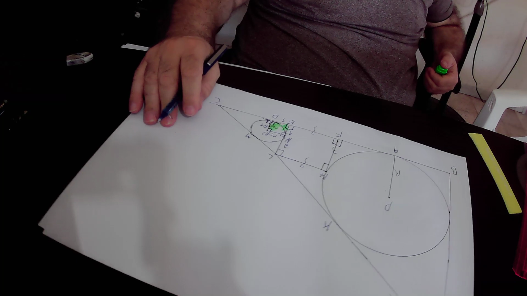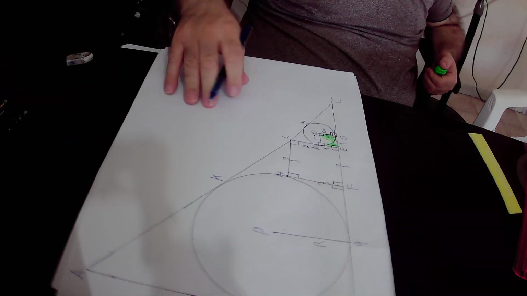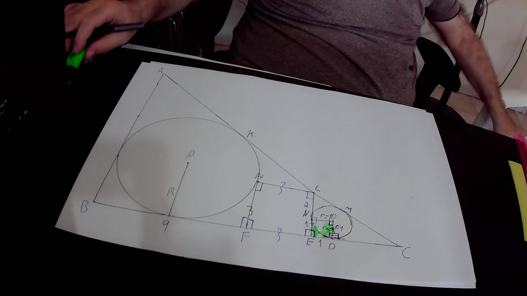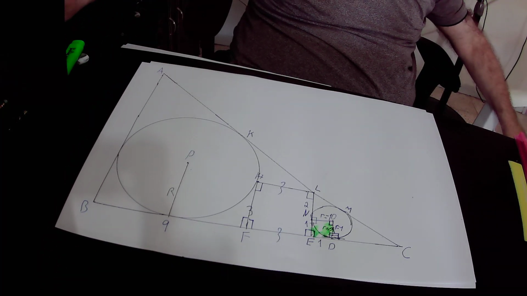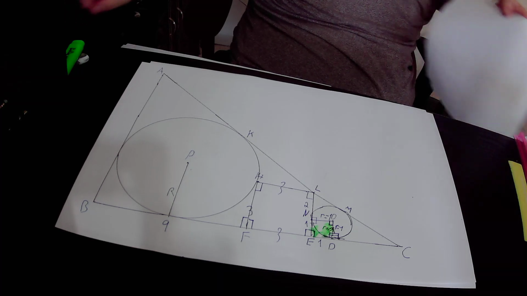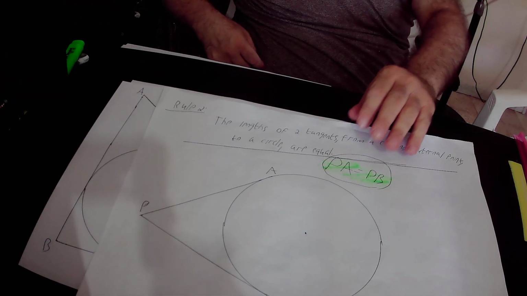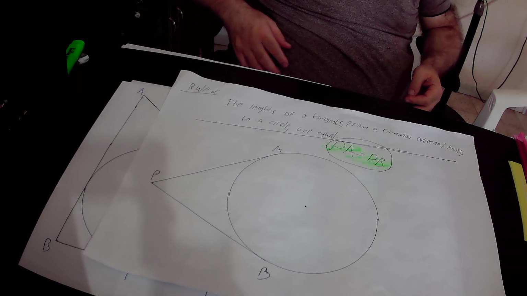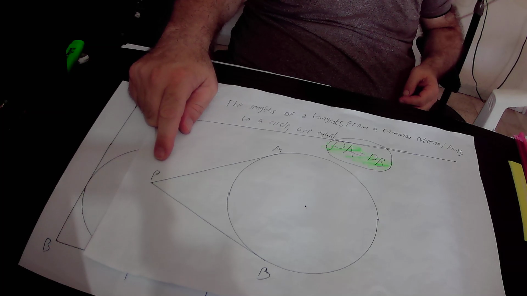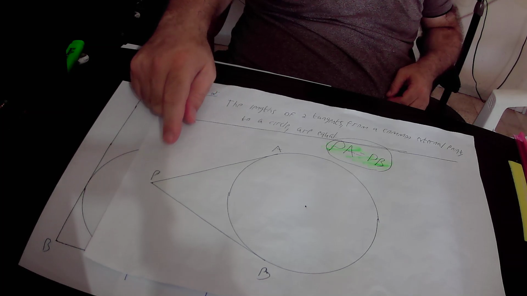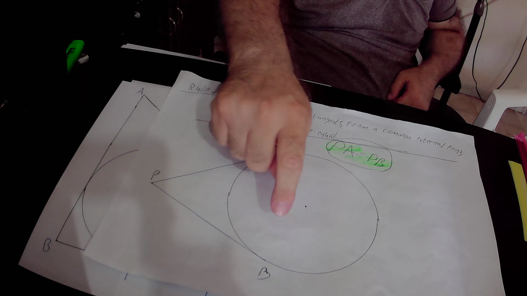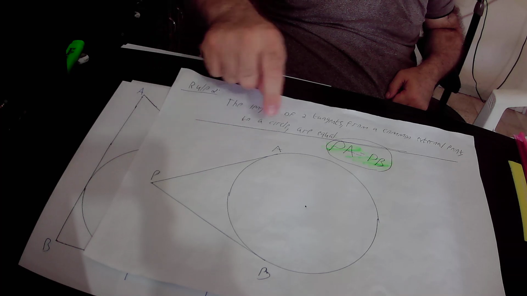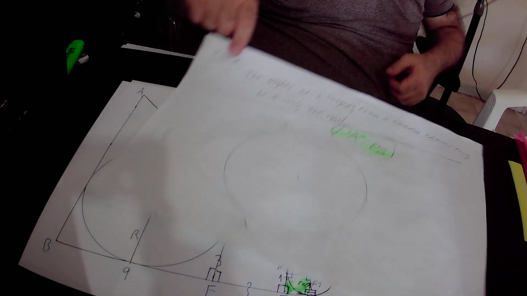So here we also have rule number 2. According to rule number 2, the lengths of two tangents from a common external point to a circle are equal. We have the common external point, point P. From point P, we have two tangents to the circle, tangent PA and tangent PB. According to rule number 2, they are equal to each other. That is to say, PA is equal to PB.